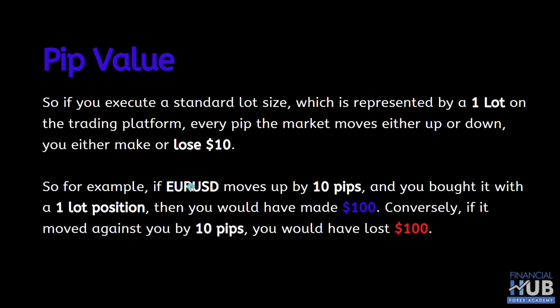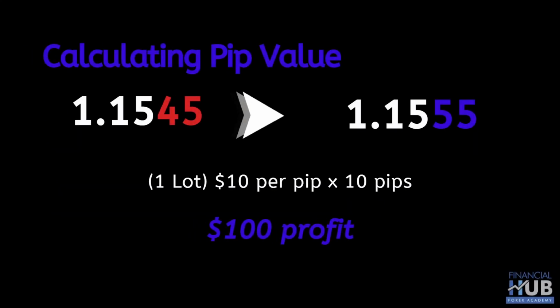For example, if Euro USD moves up 10 pips, okay, and you bought it with a one lot position, then you will have made $100 because the market has moved up 10 pips. Conversely, if it moved against you by 10 pips, you will have lost $100. So for you to calculate that, let's say this is the example, the 1.154 market moves up 10 pips and you had bought at that level.